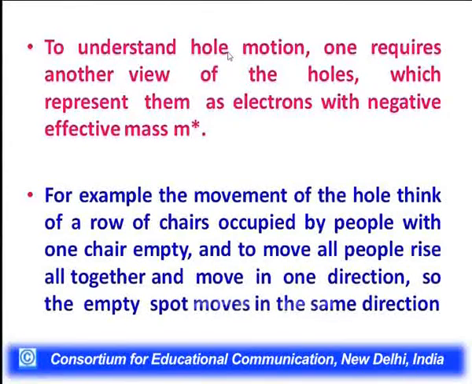To understand the hole motion, one requires another view of the holes, which represents them as electrons with negative effective mass, meaning the electrons have the negative effective mass when they are moving from the lower state to the higher state. As an example of the movement of the hole, think of a row of chairs occupied by people with one chair empty. Now all the people arise together and move in one direction. So the empty spot moves in the same direction. It means that the empty chair, meaning the empty electron state, is moving in the same direction.